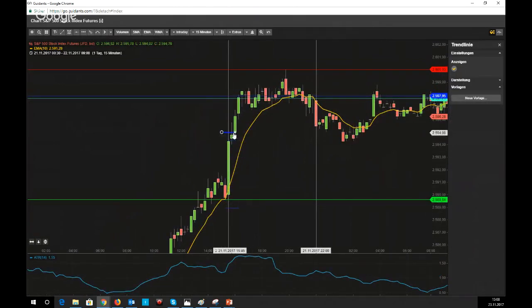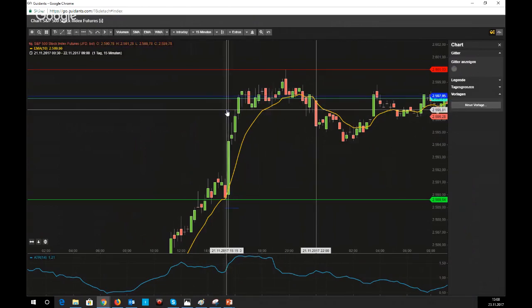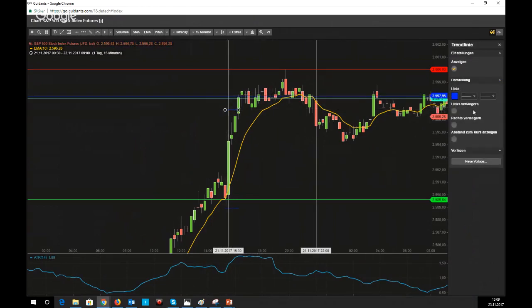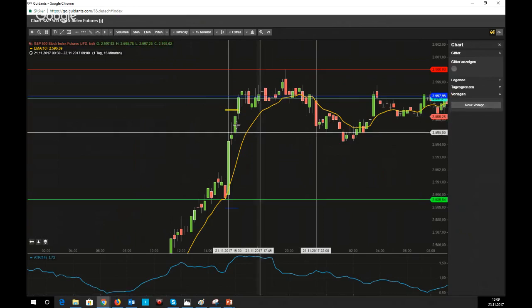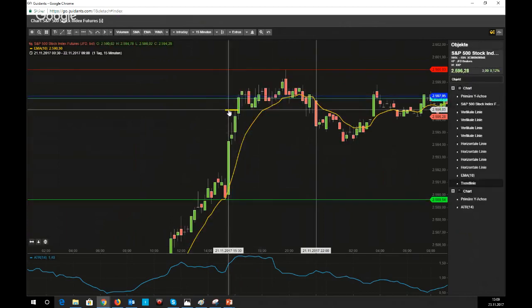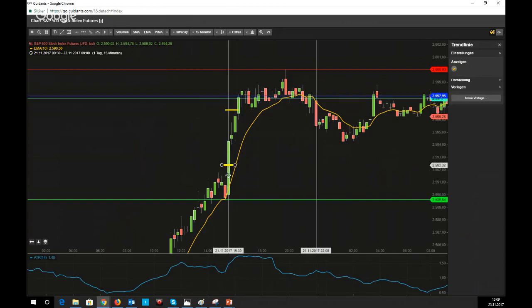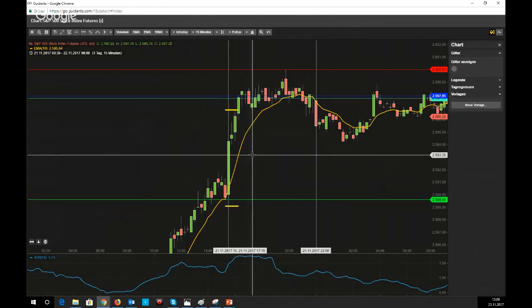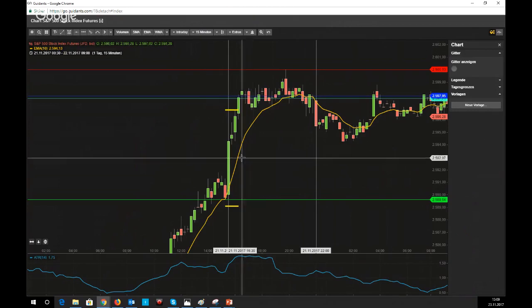Now let's come to this open range of the day before. So you take the high and the low of the first 45 minutes of trading. By the way, let's probably use this. I believe that makes more sense. Can you see this? I hope so. Yes, I think it's fine.